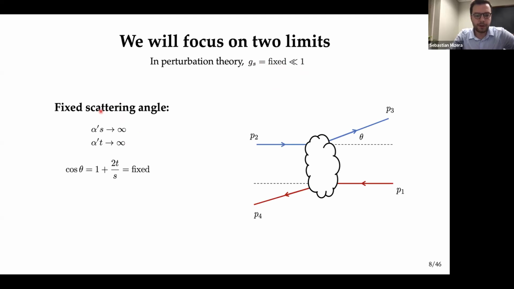Okay, so the first limit that you can do is you can take S and T to be simultaneously large in units of alpha prime, but in such a way that the scattering angle, so the cosine of the scattering angle, given by this formula, remains fixed. So S and T large, but the ratio of S and T fixed, and that corresponds to the fixed scattering angle, which is drawn here. And another limit that you can explore is the so-called fixed momentum transfer, in which you take the energy to be large, but the momentum transfer T to be fixed. Okay, so we'll study both in the later part of this talk.